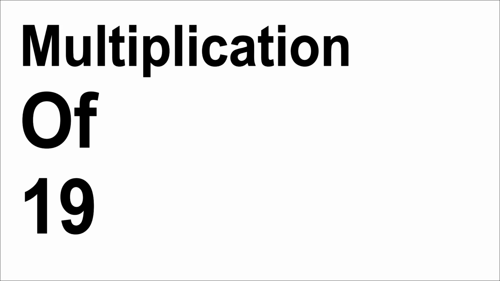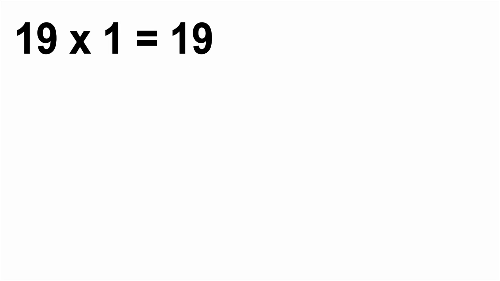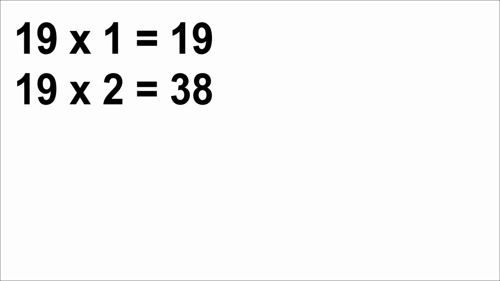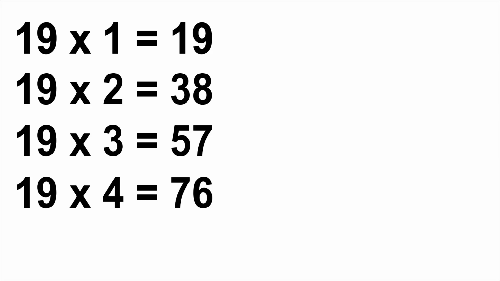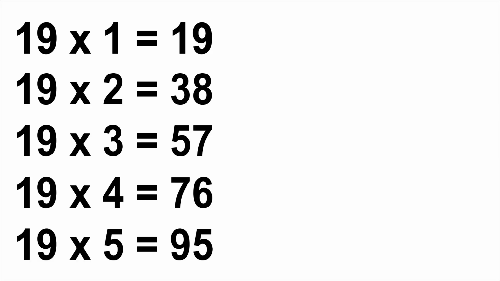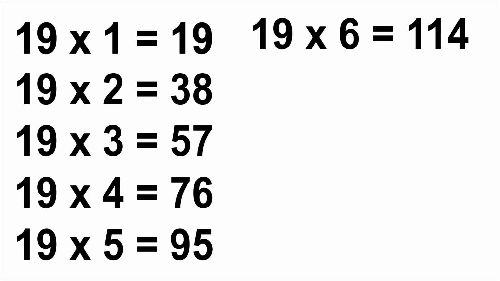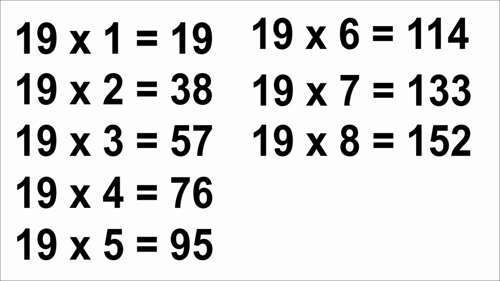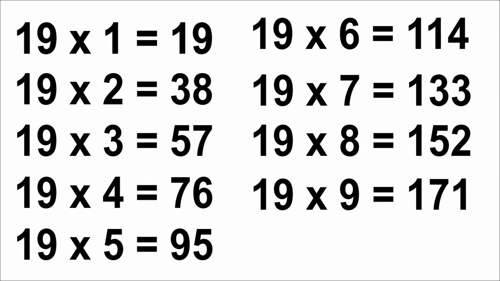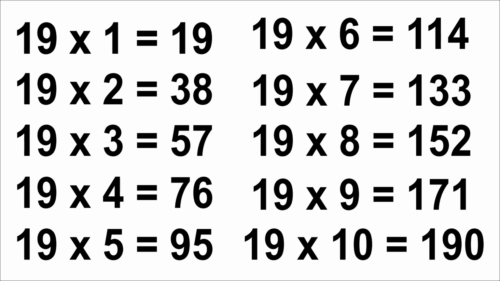Multiplication of 19. 19 times 1 is 19. 19 times 2 is 38. 19 times 3 is 57. 19 times 4 is 76. 19 times 5 is 95. 19 times 6 is 114. 19 times 7 is 133. 19 times 8 is 152. 19 times 9 is 171. 19 times 10 is 190.